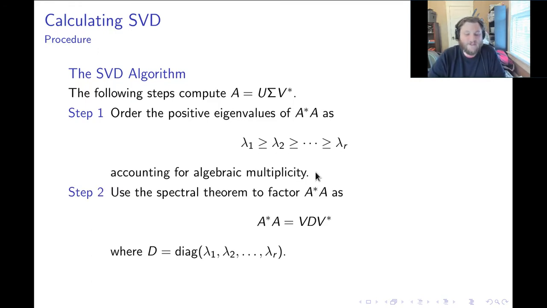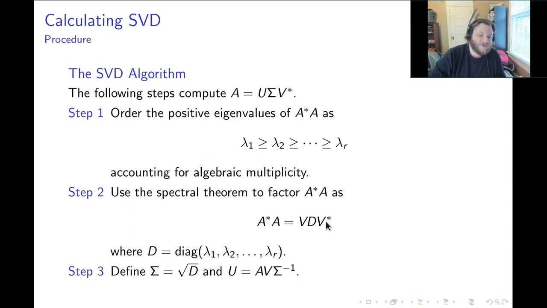The next thing we do is we use the spectral theorem to factor A star A as A star A equals V times D times V conjugate transpose. Here, D will be the diagonal matrix with the positive eigenvalues of A star A on the diagonal. And V, of course, will have orthonormal columns, which is guaranteed by the spectral theorem. So what we're finding here is that in singular value decomposition, the columns of V can be used in a spectral factorization of the Gramian of A.